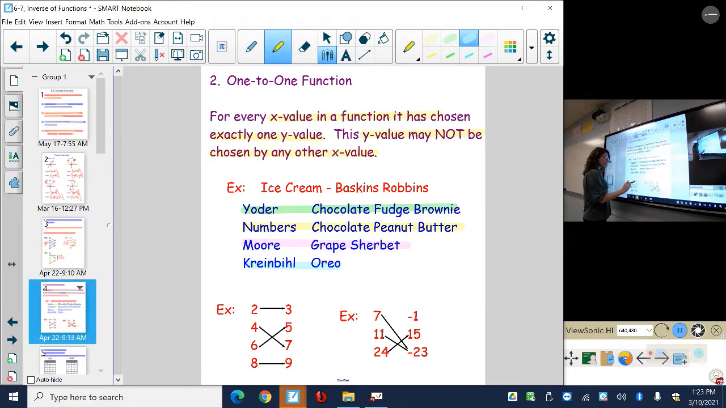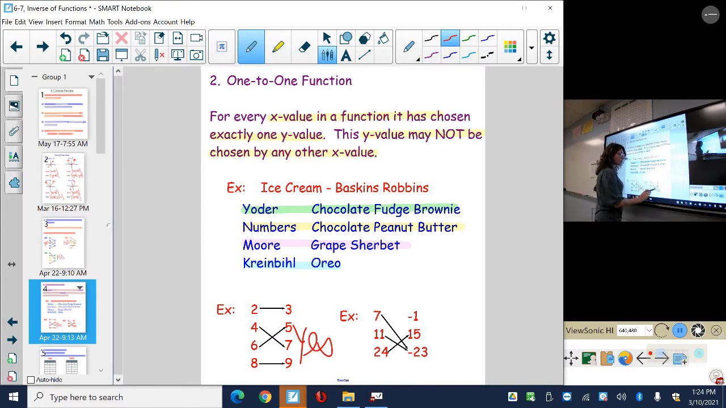So 2 goes to 3, there's only one arrow going to 2, and there's only one arrow going to 3. That is okay. Since all of these only have one arrow, yes, this is a one-to-one function. However, 7 is choosing negative 23 over here, and 11 is choosing negative 23, which means this is not a one-to-one function. Okay? So you cannot have a one-to-one function there.